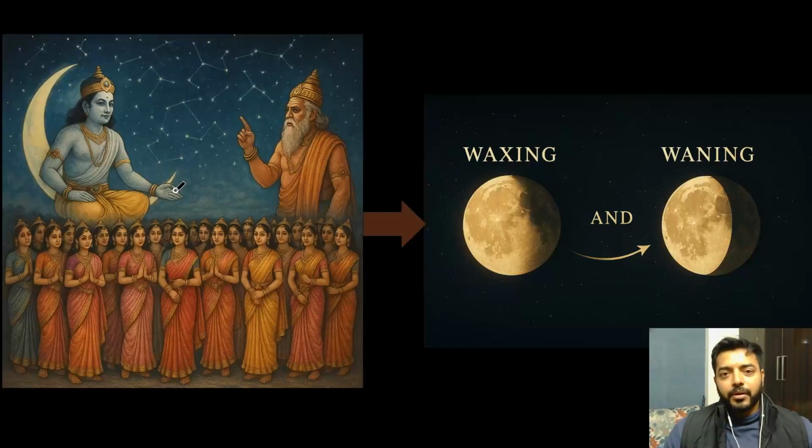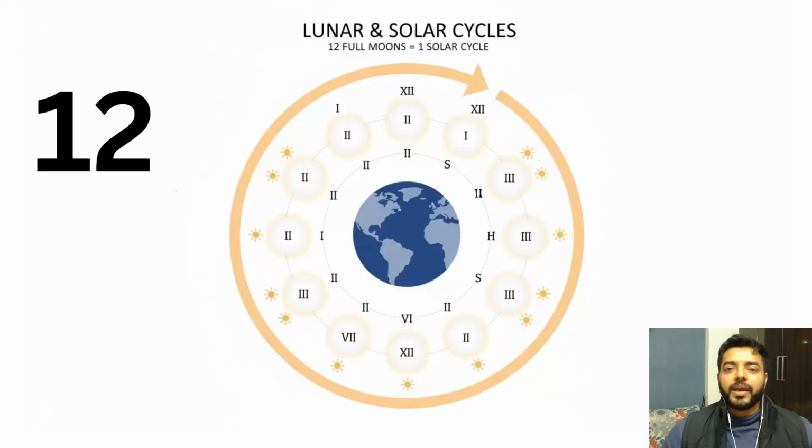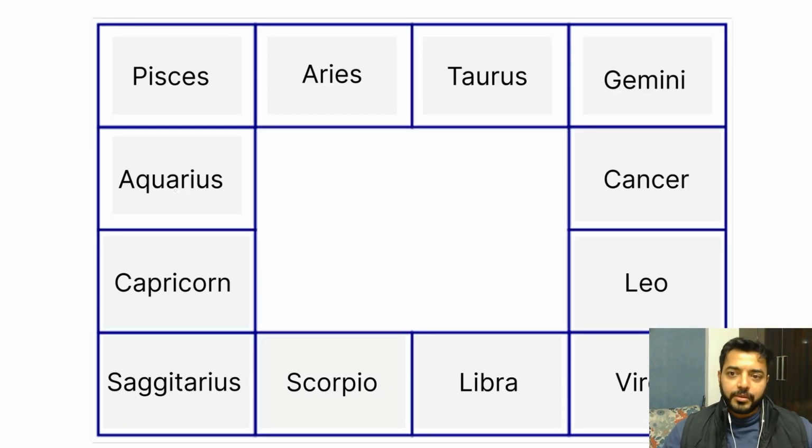Okay, so I hope you are clear on why there are 12 different boxes in a Vedic astrology chart, right? We have 12 different lunar cycles and hence we use 12 as that number, right?